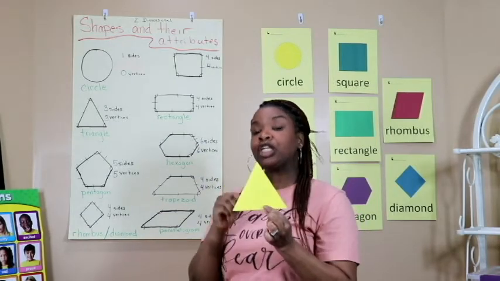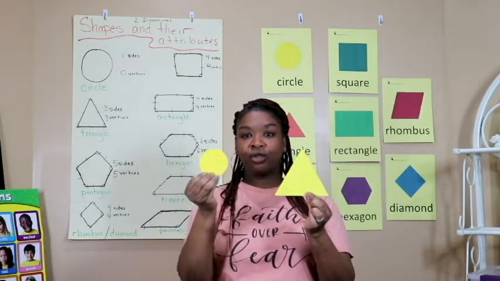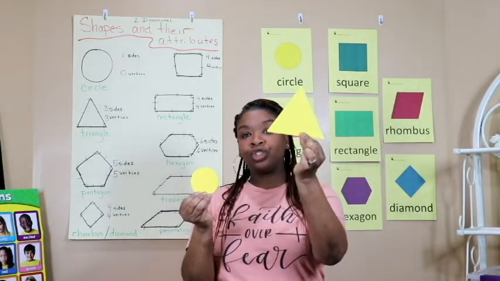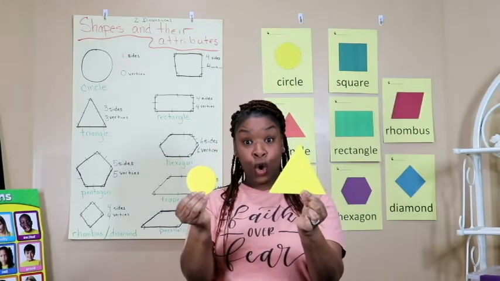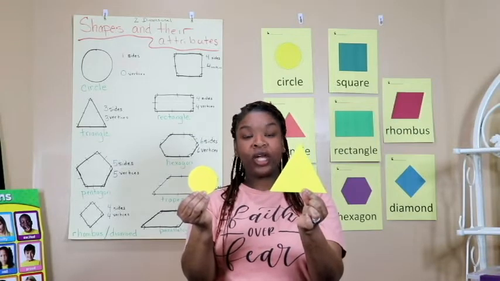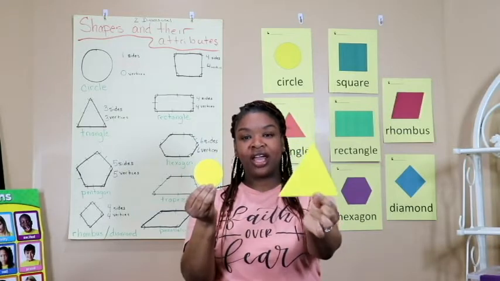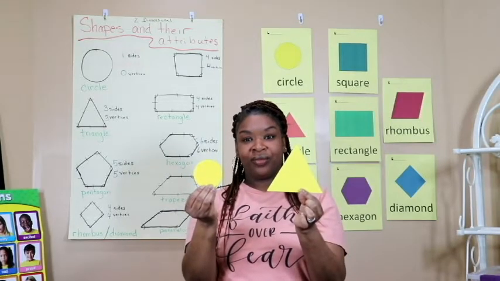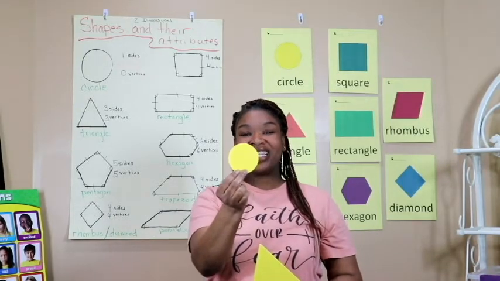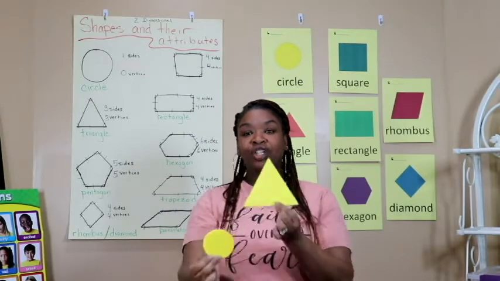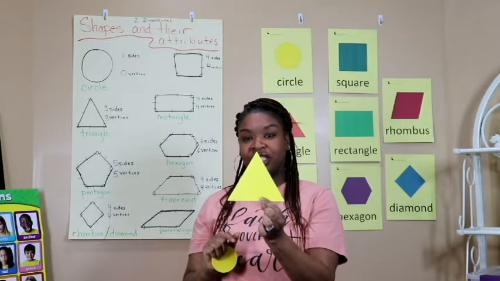Now, let's look at two different shapes and compare them. We have our circle. We have our triangle. Which shape has 0 vertices? The points. Is it the circle or is it the triangle? If you said circle, you are correct. A circle does not have any points. Triangle, however, has 1, 2, 3 vertices.